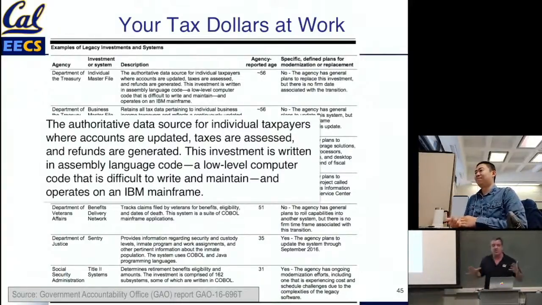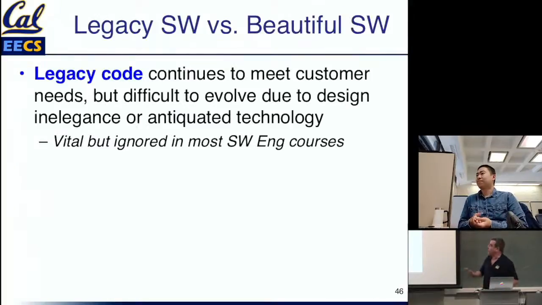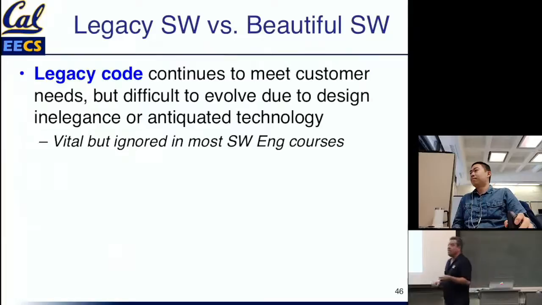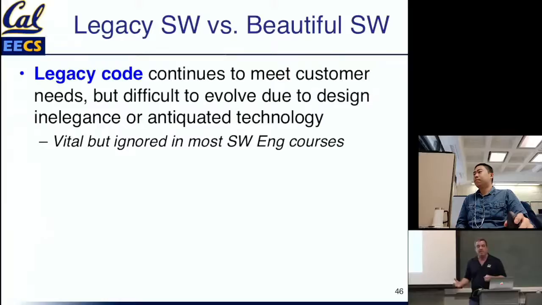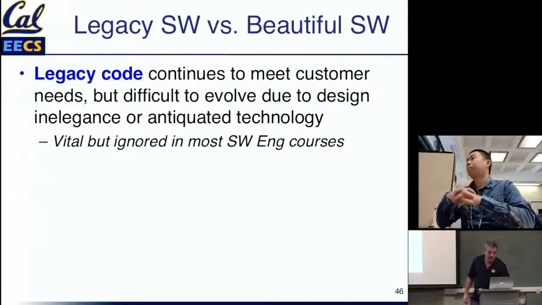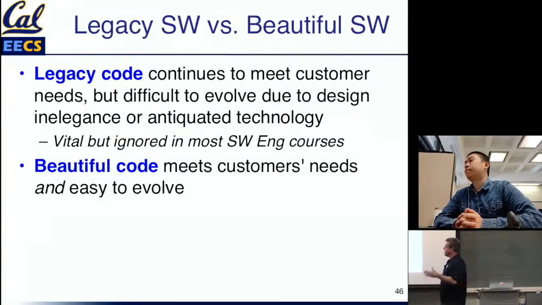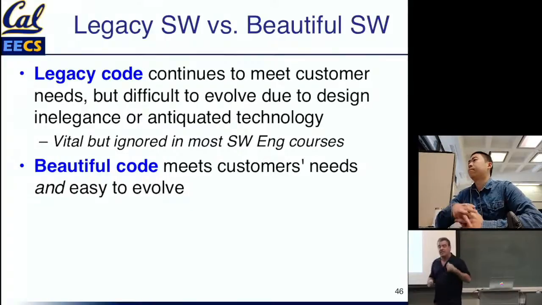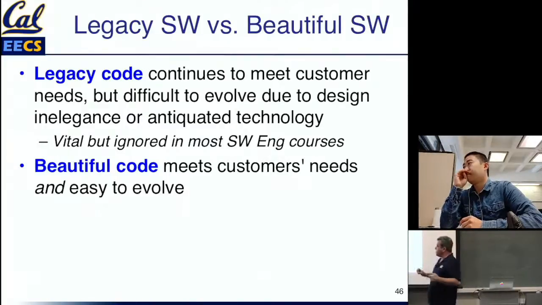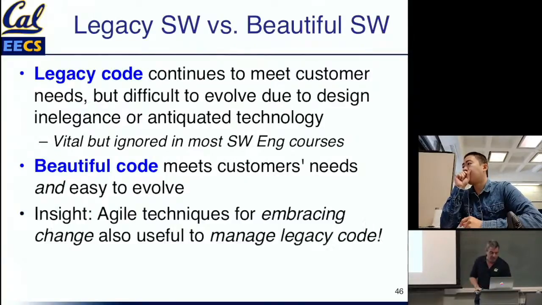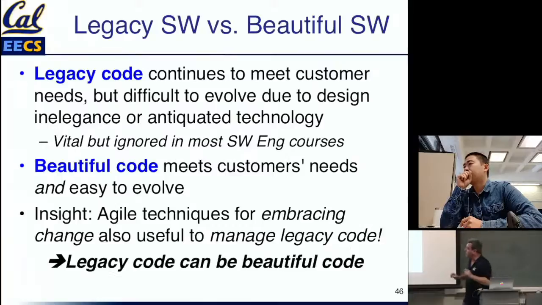But legacy code means it is still solving somebody's problem. That's why it continues to be deployed. It's still adding value to some customer, even if the technology it is built from is inelegant or antiquated by today's standards. This is an important concept that most software engineering courses ignore. In our case, we also care about beautiful code: code that meets the customer's needs and is easier to evolve. My challenge is to get these two ideas merged in your collective heads, to remember that legacy code can be beautiful.